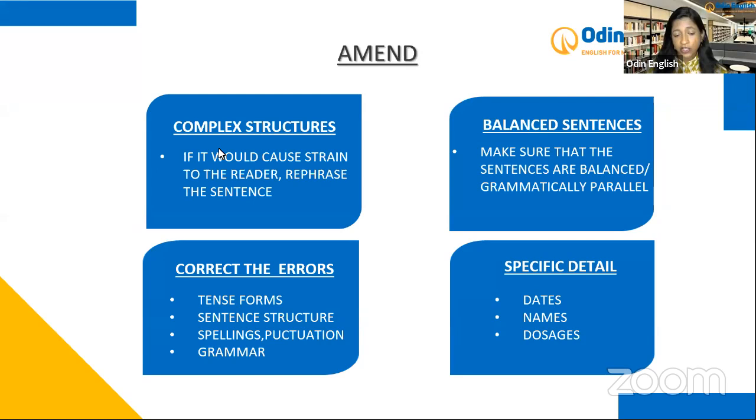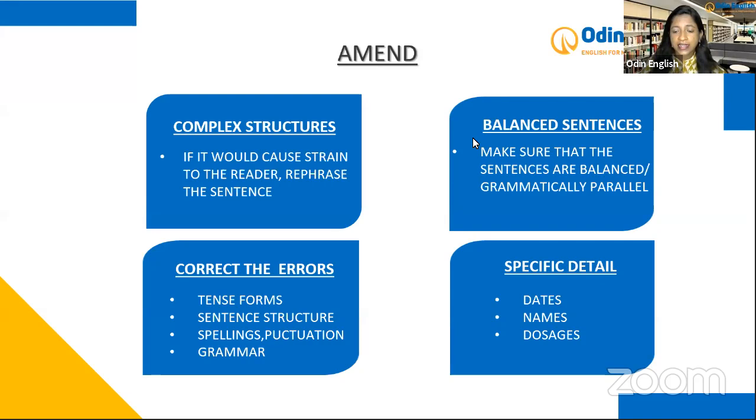So whenever you come across a very long sentence, you don't have to change all the long sentences. I want to make it clear, you don't have to change all the long sentences or all the complex structures. Double check your long and complex structures and check whether they are easily understandable or whether they will cause any kind of strain to the reader. If they do, rewrite that sentence or slightly modify it. That is one thing you can do.